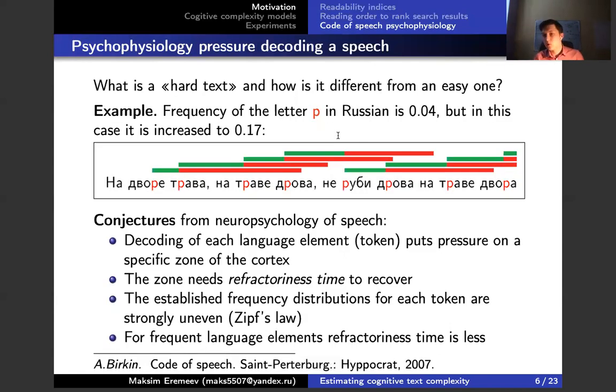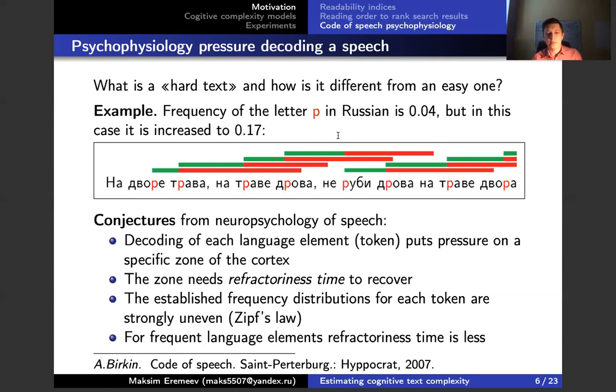So, as for our approach, it derives from psychophysiology. In 2007, Birkin published a book called Code of Speech, which describes the nervous system load behavior when reading a text. The approach proposed in the book is based on a few conjectures. Any text can be considered as a sequence of tokens. A token is a separate language entity, for example, a letter, syllable, word, whatever.